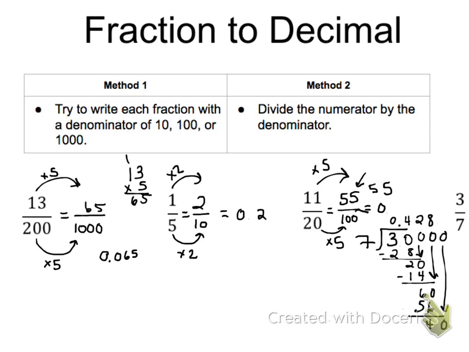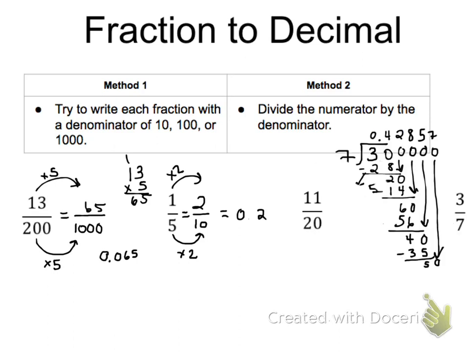How many times can 7 go into 40? 7 can go into 40 5 times, and 5 times 7 is 35. So I have 40 minus 35 gives me 5. Add a 0, bring it down. How many times can 7 go into 50? 7 can go into 50 7 times. I'm running out of space here. There we go, I was able to move it up. So now I know 7 times 7 is 49. And 50 minus 49 gives me 1.